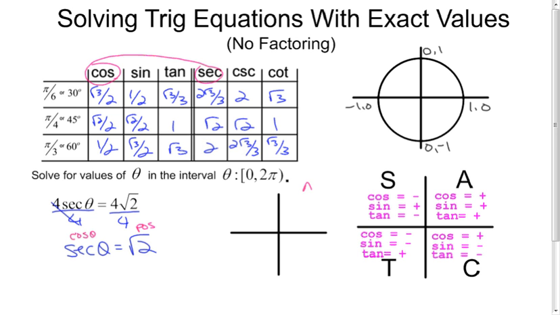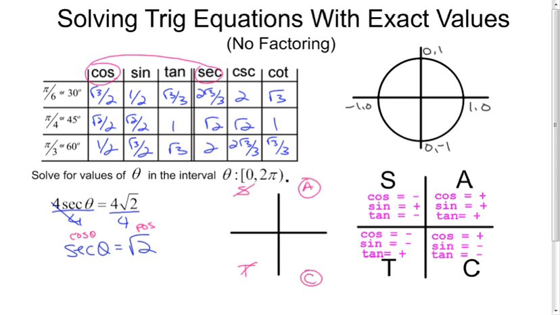So I know secant is positive here because cosine's positive here. I know that secant is negative in the second quadrant. Don't let that S fool you because it's relating to cosine. It's negative in the third quadrant, and where cosine is positive here, secant will be positive here too. So I know my answers are going to be in the first and fourth quadrants.